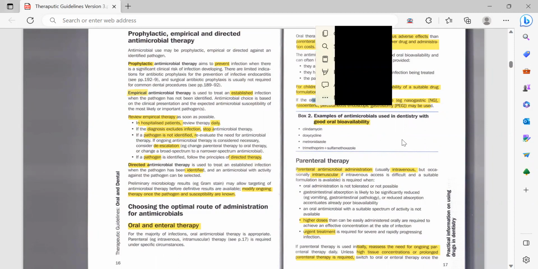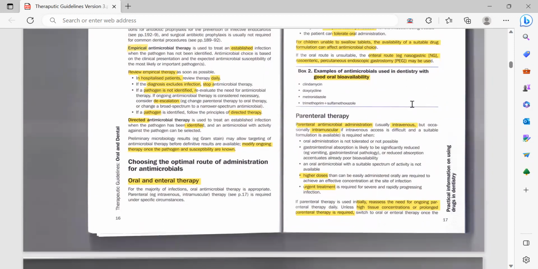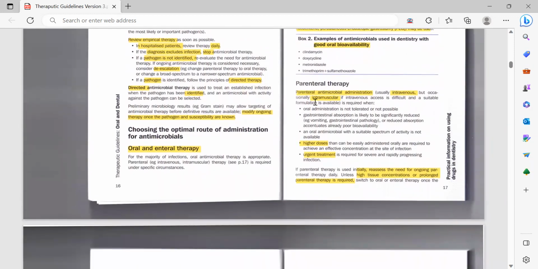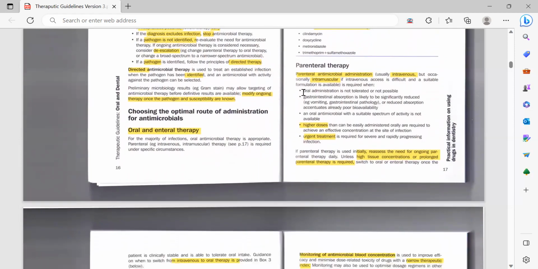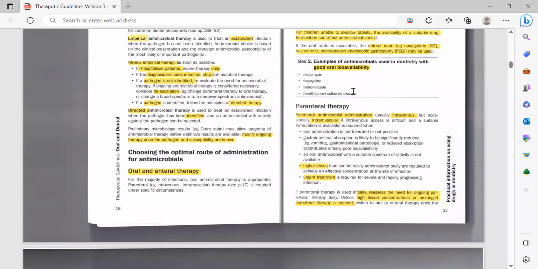If the oral route is unsuitable, we can try the enteral route, which means nasogastric, nasoenteric, or endoscopic may be used. And the second route is parenteral therapy. It means that you can give the patient the antibiotic through IV or IM route. When we use this parenteral therapy, most commonly we always prescribe the oral one, right?